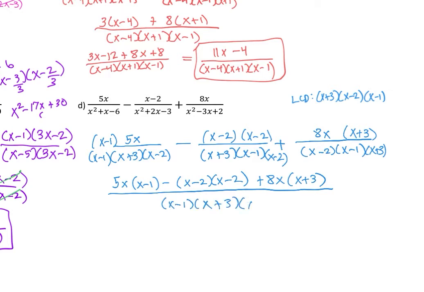All right, so I'm going to distribute this 5x through. That gives me 5x squared minus 5x, then minus, I'm going to FOIL this. This is x squared minus 4x plus 4. Notice that I kept that in parentheses because I'm subtracting it all.